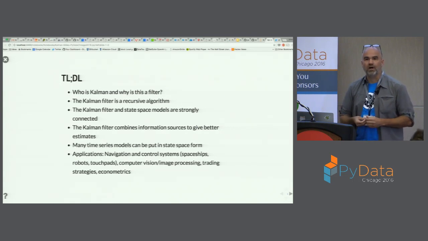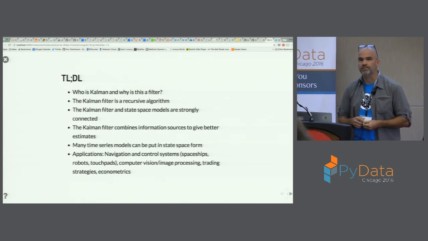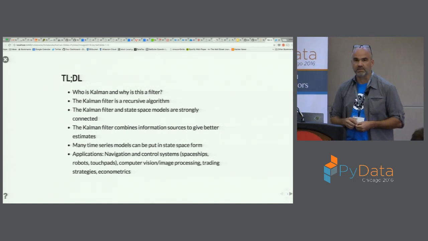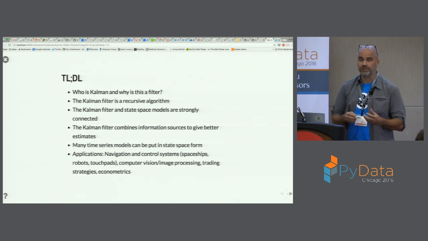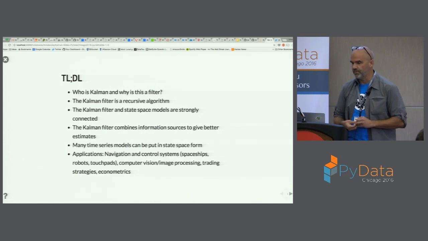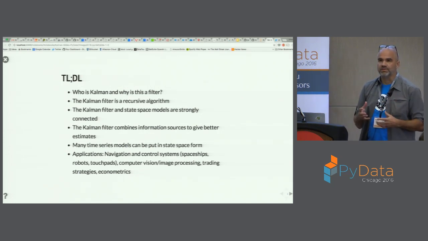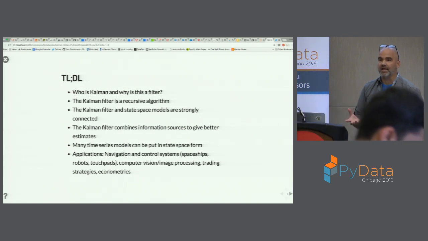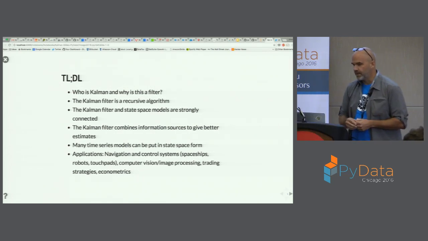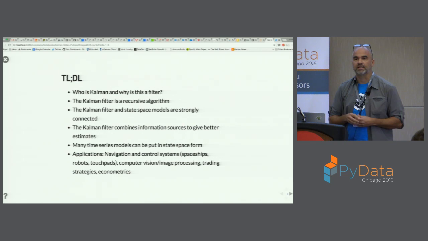I wanted to mention Rudolf Kalman. He's the guy who invented this algorithm back in the 1960s. Very famous and distinguished scientist and inventor who actually passed away about 2 months ago. It sounds like something that you would use on Star Trek, but it's actually an algorithm. It's a recursive algorithm, and it's very strongly connected to this idea of state space models of time series.